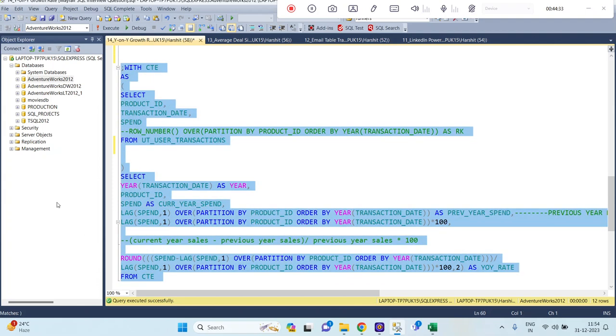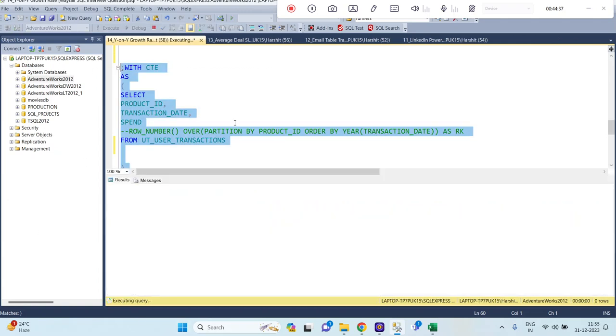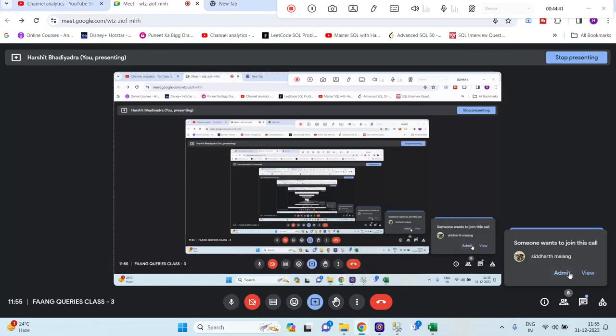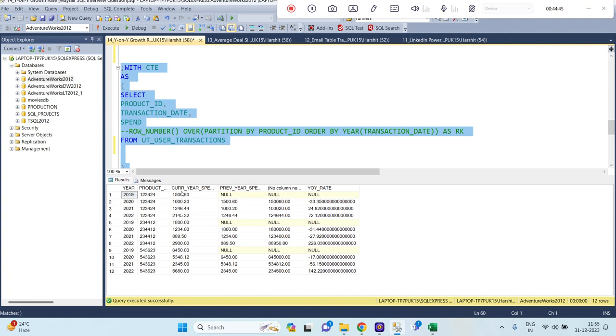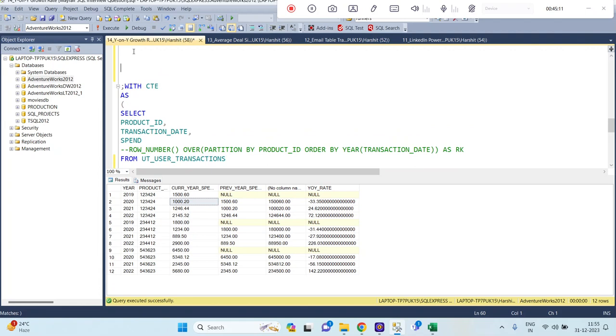So let me execute the query. If you see over here, this is the current year spend, 2019. Then in 2020, this is the current year spend. But what is the previous year spend? 2019 is the previous year spend. So if you see over here, 1000 minus, current year spend minus previous year spend, divided by previous year spend.